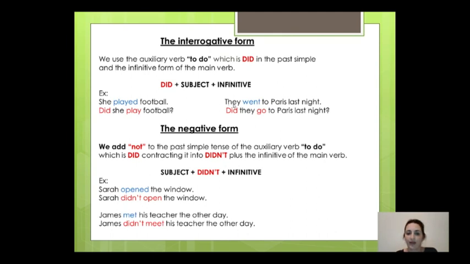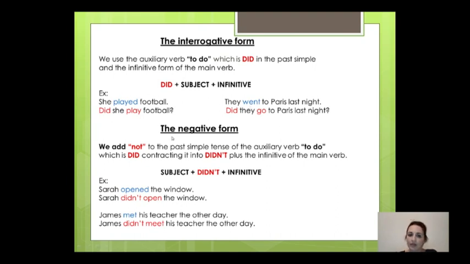Or, they went to Paris last night. Did they? Now we have to make the changes. We have to go back to the first column. So the infinitive form of went is go. So, did they go to Paris last night? So the same rules apply both to regular and irregular verbs.